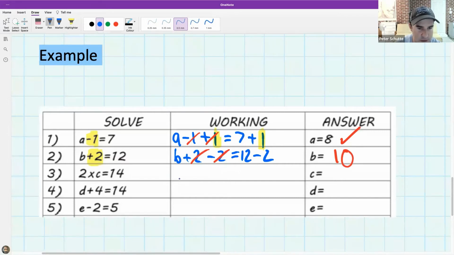Then in the third one, 2 times c is 14. In this one, I'm going to actually divide both sides by 2. And why did I divide both sides by 2? Because I wanted to deal with this 2 over here. When I do that, 2 over 2 is 1. And so c is 14 over 2. And so c would be 7.